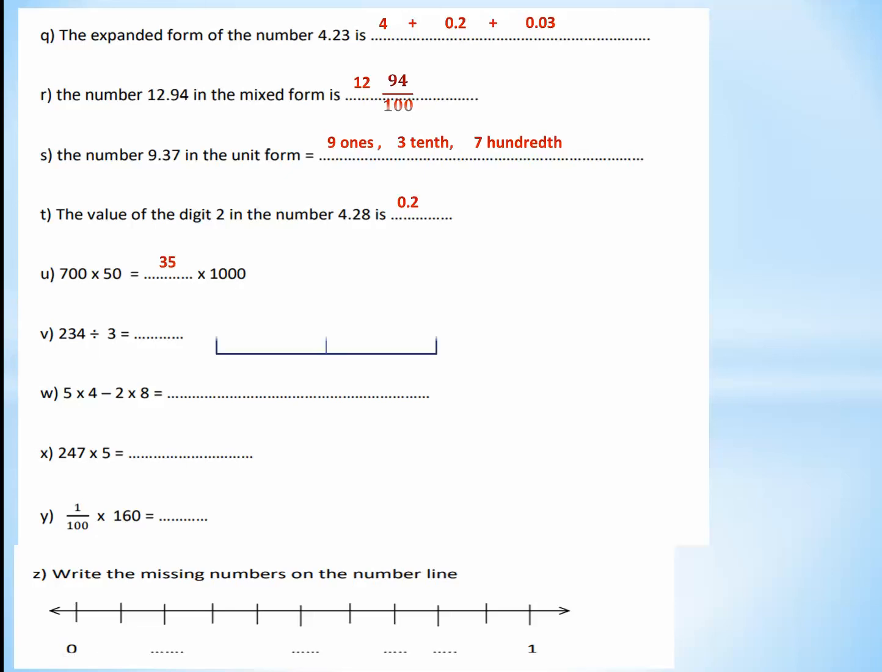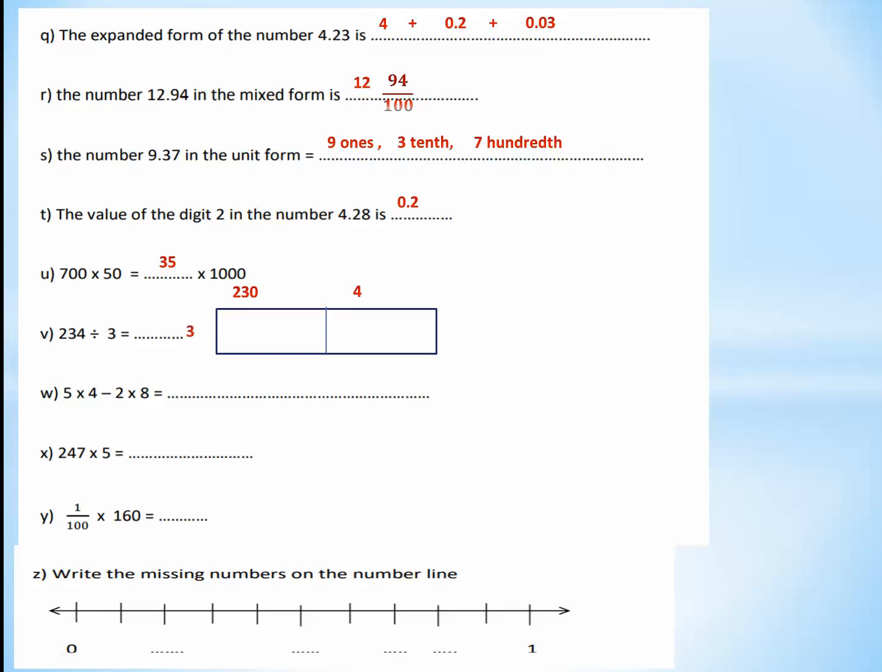234 divided by 3, let's use the area model. Okay, 230 and 4. Why do we start with 230? Because 2 can't be divided by 3, because 2 is smaller than 3, so we will take 23. There will be 230 and 4.